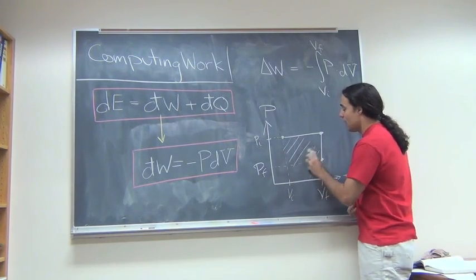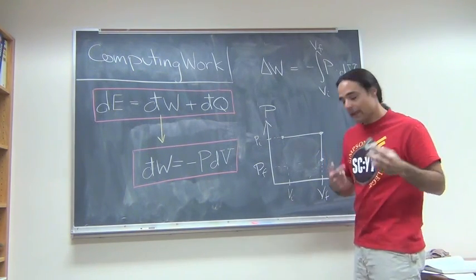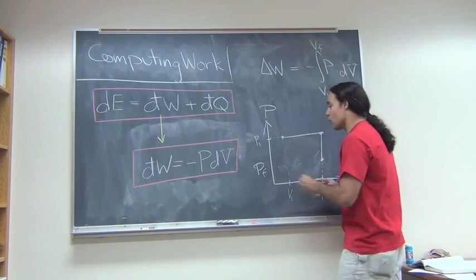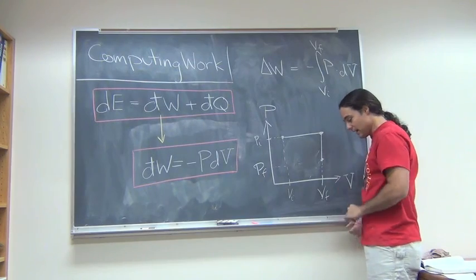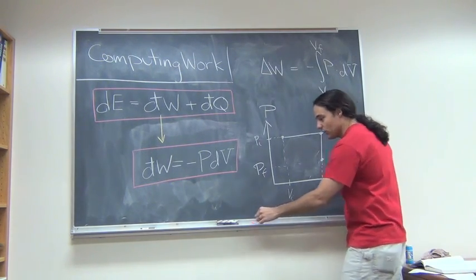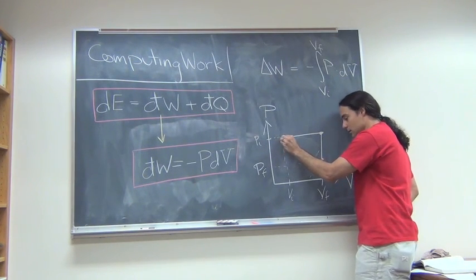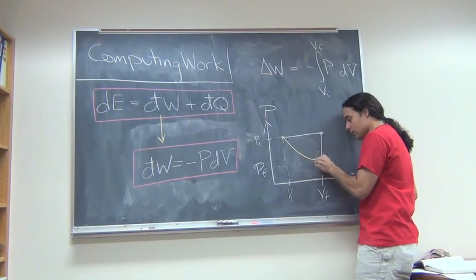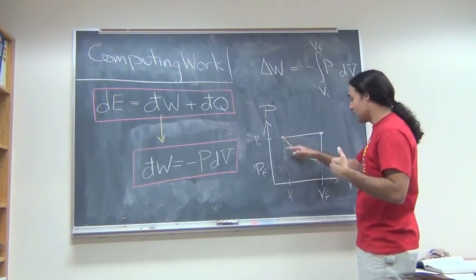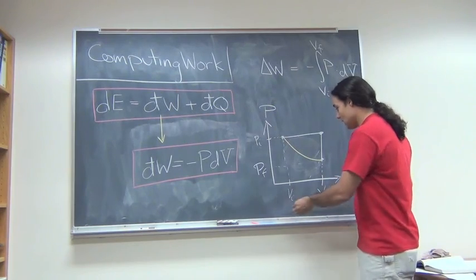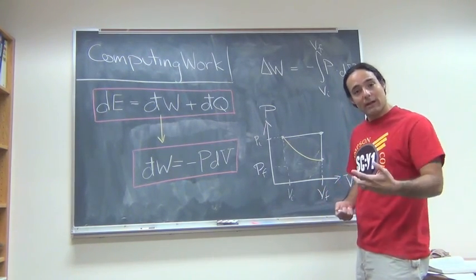However, there are other paths I could take that would give me a different work done. So for example, say instead of going straight across and then straight down, I decided to take a different path. Say I took a curved path. It turns out, if you maintain a constant temperature, you'll get a path that's a little bit curved that looks like this. Now this path is not going to have as much work done as my original path.